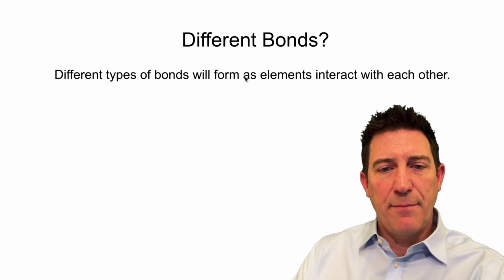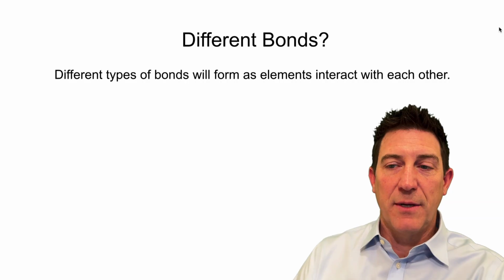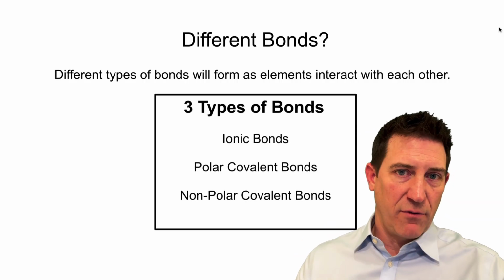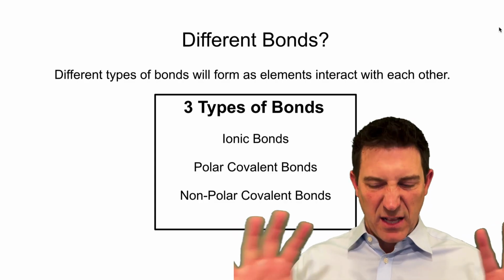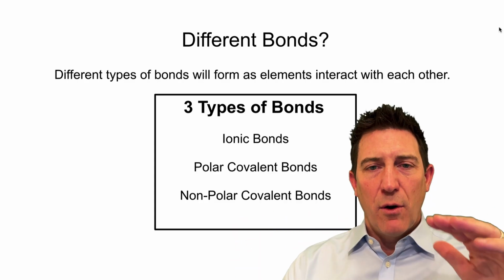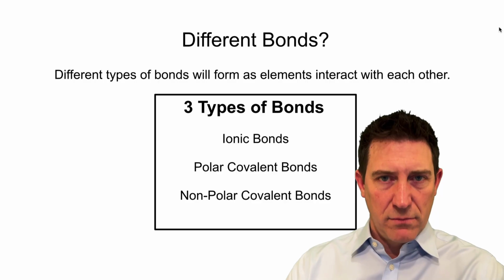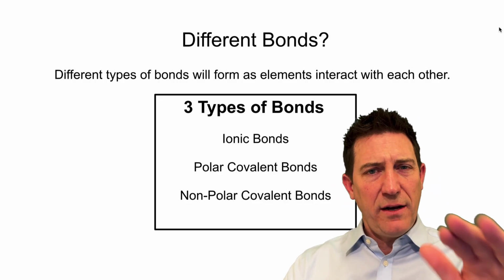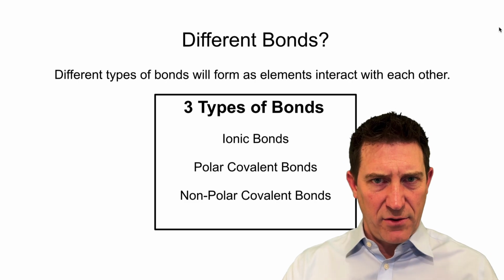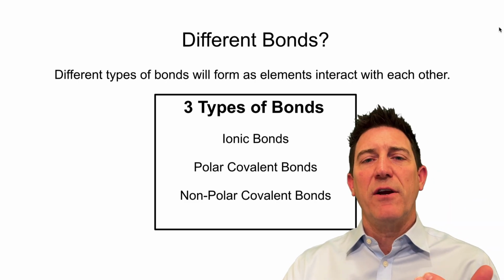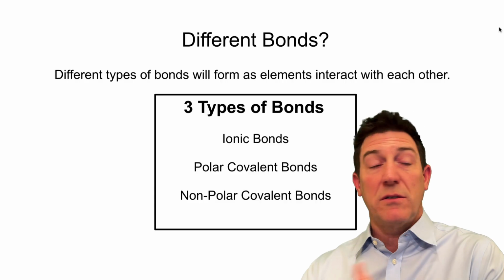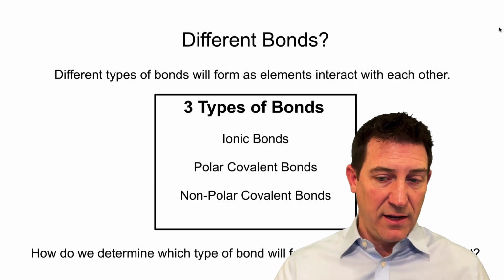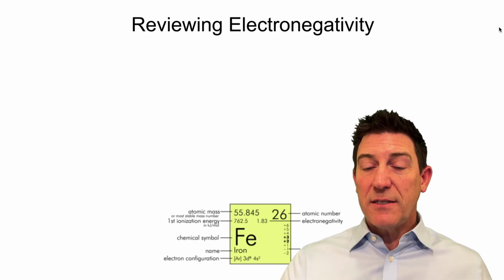So different types of bonds will form as elements interact with each other. There are 3 types of bonds that we're going to focus on for right now. We can expand on this a little bit later and really clarify, but we're going to focus on ionic bonds, which were in an earlier lesson, and polar covalent and nonpolar covalent. I'll get into the polar and the nonpolar part in another lesson. For now, we just need to figure out, is it covalent? Are they sharing electrons? Or is it ionic, where they've turned into an ion and got stuck together? So how do we determine this?